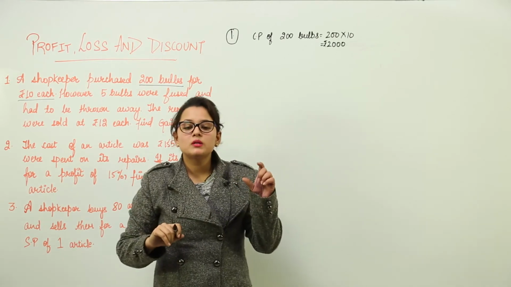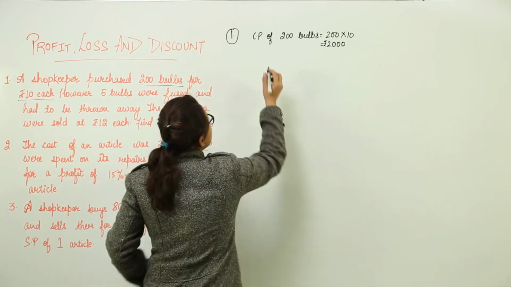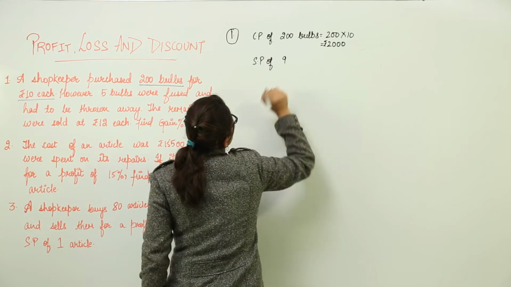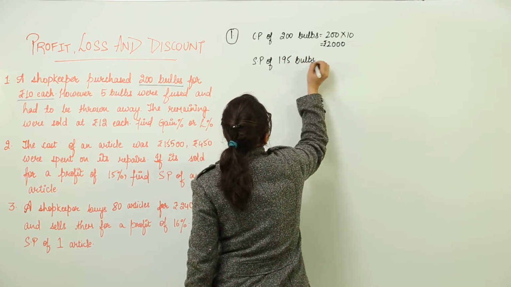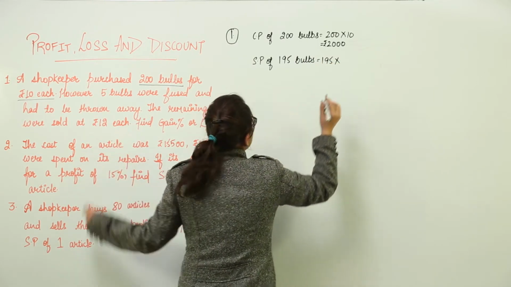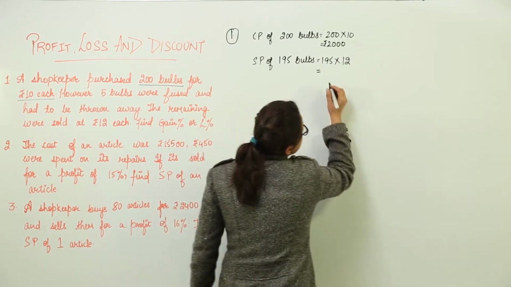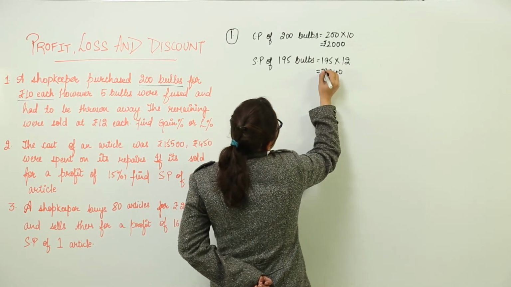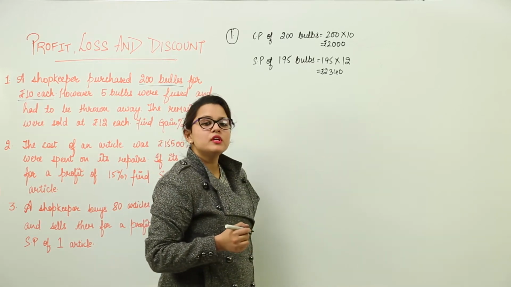Now, the 5 bulbs have fused. So, how many are we left with? 195. So, the selling price of 195 bulbs, it would be how much? 195 multiplied with the charge per bulb, which is 12 rupees. So when we multiply these terms, we would get 2340. So now the selling price of 195 bulbs comes out to be 2340.